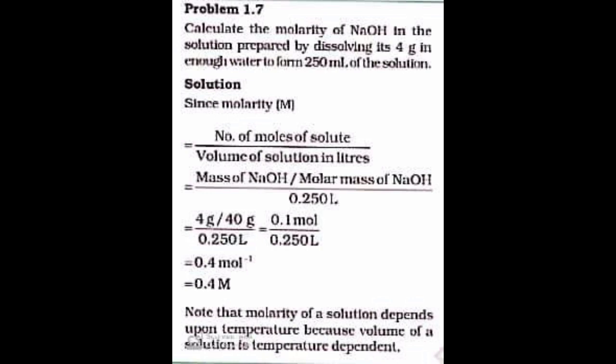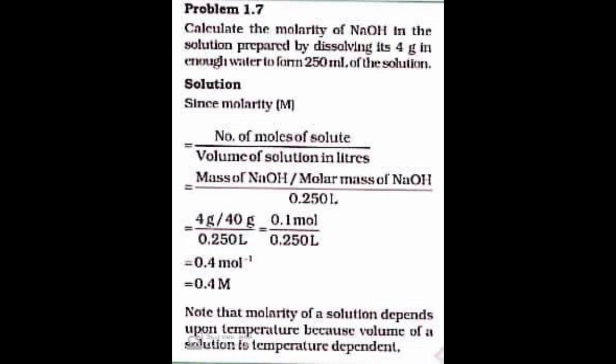In order to find out the number of moles of sodium hydroxide, the formula is the given mass of sodium hydroxide divided by the molar mass of sodium hydroxide. You know the given mass, that is 4 gram. Molar mass you can find out. You have already learned about it. That is, you will get 40 gram. So 4 gram divided by 40 gram, divided by 250 ml.